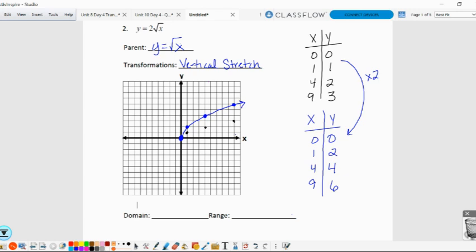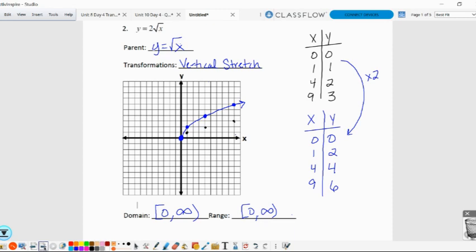The domain here, if we are looking left and right at our x values, they do not go further left than 0, and that is a point on the graph, so we're going to use the bracket to note that it's included, and it extends all the way to the right to positive infinity. As we look for the range up and down, it does not extend past 0, but it does go up all the way to infinity. So that's a vertical stretch on our square root graph.